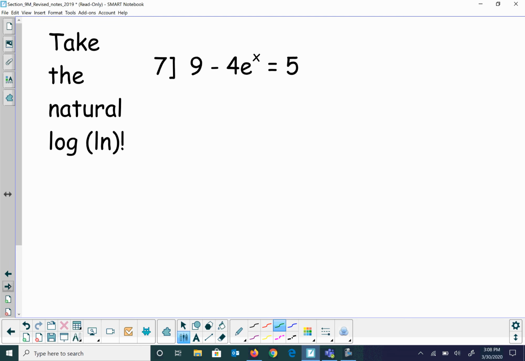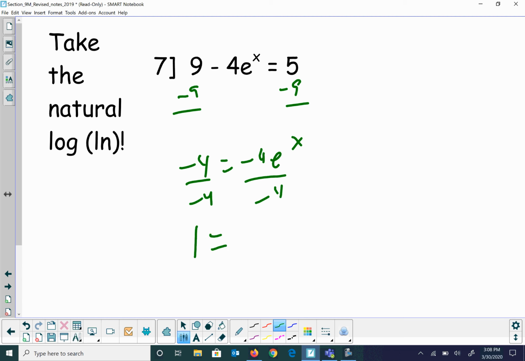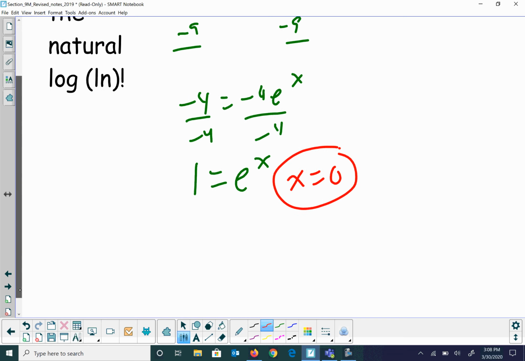All right, so now we want to take natural logs. So the reason we're using natural logs is we have e. So I'm going to subtract 9 from both sides first. So I get -4 equals -4 e to the x. Divide each side by -4 to get the e to the x by itself. So that gives me 1. So I have e to the x is equal to 1. Now you should be able to do that. You should be able to realize that x has to equal 0 because e to the 0 power is 1, and that's our answer.